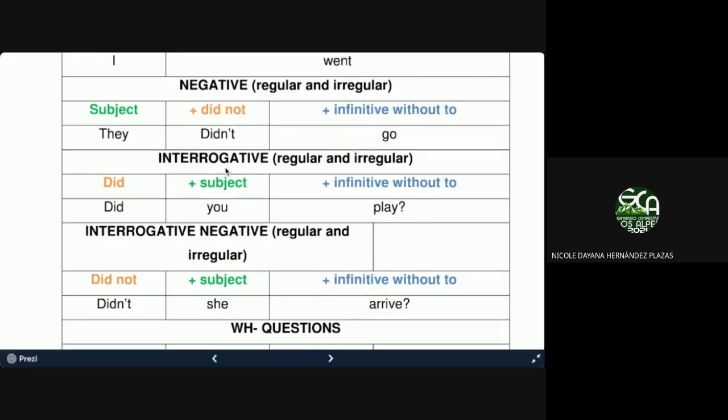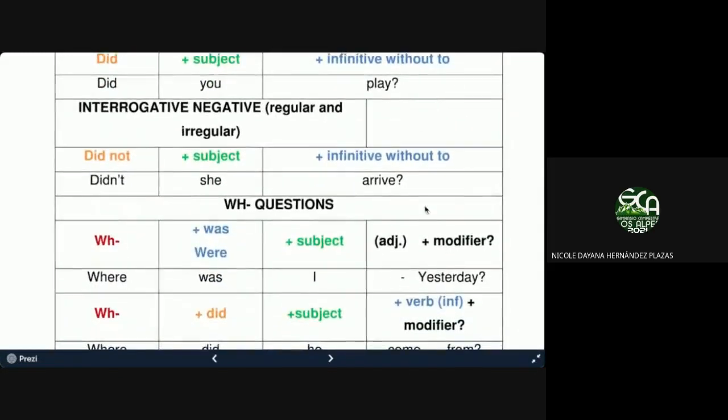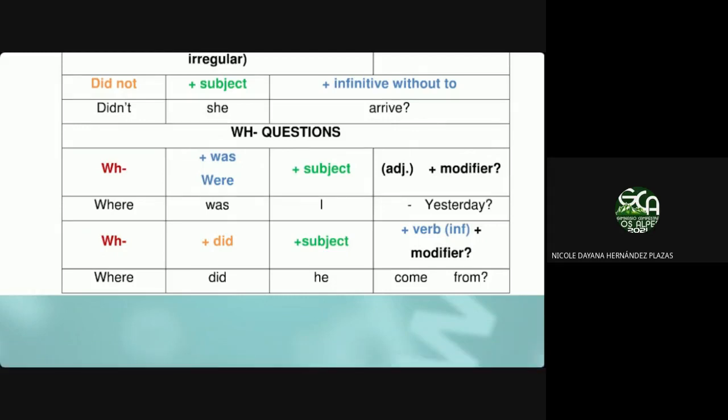In interrogative, you just have to change the order. Acuérdense que en las preguntas solo hay que cambiar el orden. So the first thing is going to be the auxiliary verb. Did plus the subject plus the verb in infinitive because you have an auxiliary verb. So did you play? And that's it. Didn't she arrive? And when you have WH questions, babies, remember that it doesn't matter because the structure is going to be exactly the same.